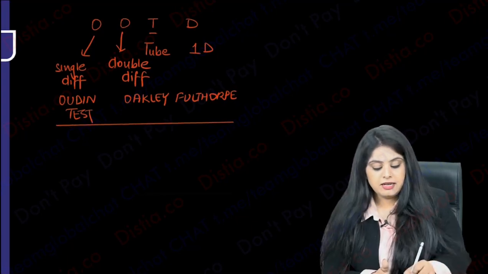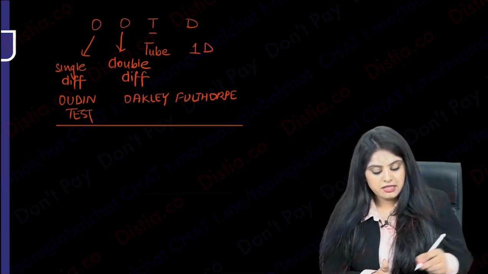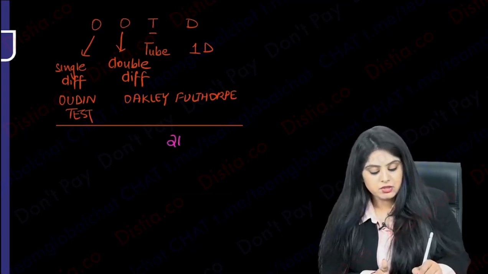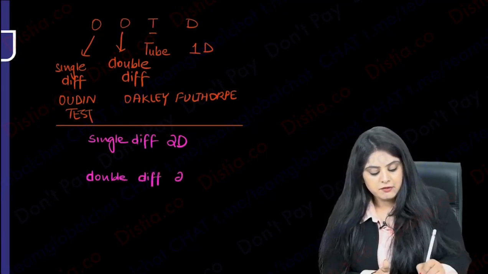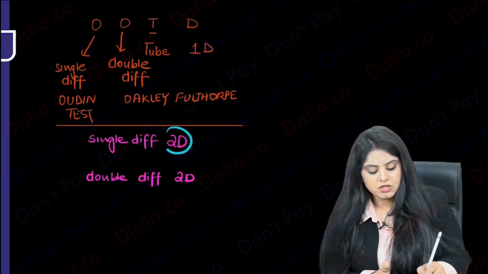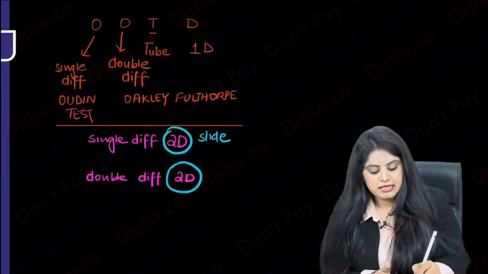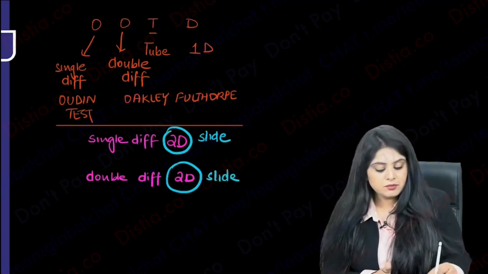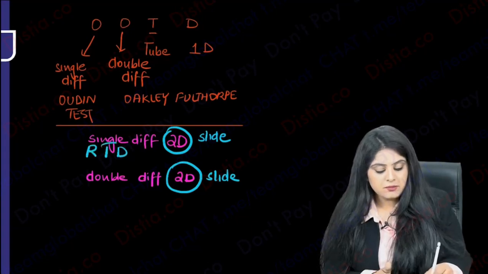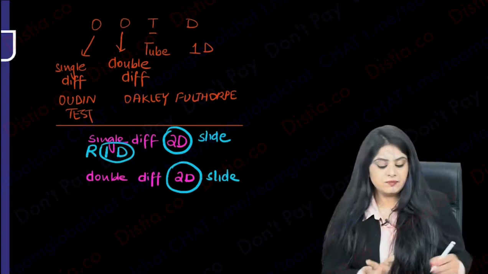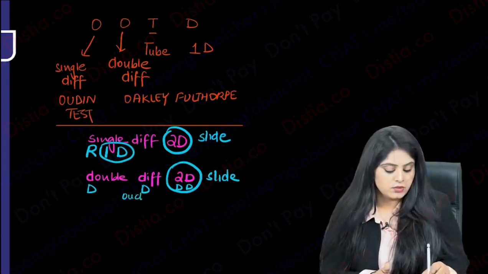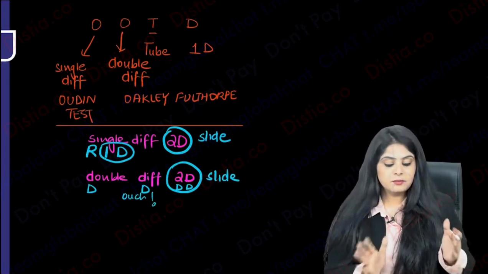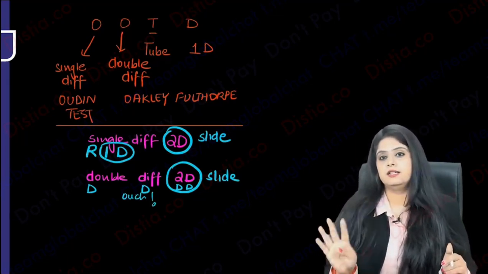This was about the one dimension story. Now tell me about the two dimension story, very easy. Two dimension may be the same. Either you have a single diffusion in 2 dimensions, or you have a double diffusion in 2 dimensions. Single diffusion in 2 dimensions occurs on a slide: radial immunodiffusion, the Mancini method. Double diffusion in 2 dimensions is the Ouchterlony test. Simple: Oudin, Oakley-Fulthorpe, RID and Ouchterlony.